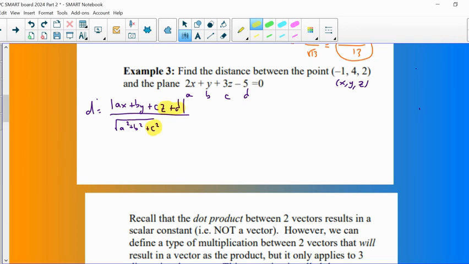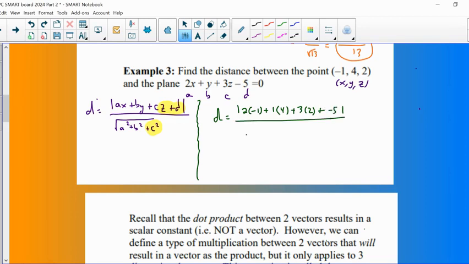So yeah, we'll just work through this, and not that it's hard, but sometimes it is nice to see an example worked out, or certainly you could solve it on your own, pause the video, and see if you get it, or see if I get it. All right, so distance equals, let's see, so ax, so a is 2 in this case, x is negative 1, plus by, so b is 1, and our y value is 4, plus cz, so our c is 3, our z is 2, plus d, which is negative 5, all divided by the square root of a squared, so 2 squared, which is 4, plus b squared, which is 1, plus c squared, which is 9.